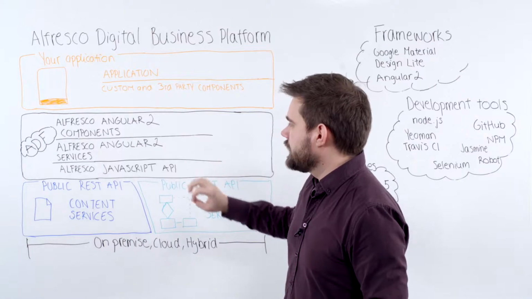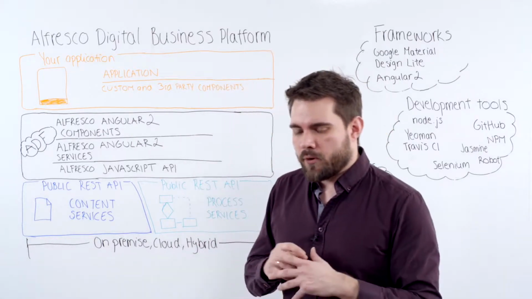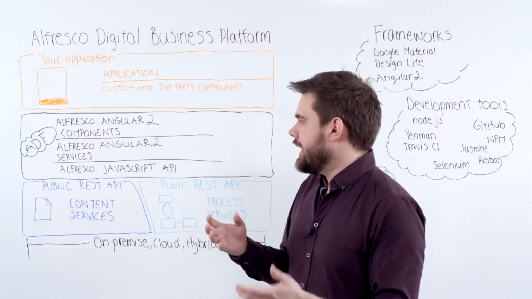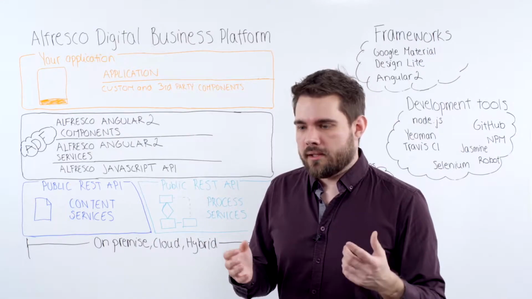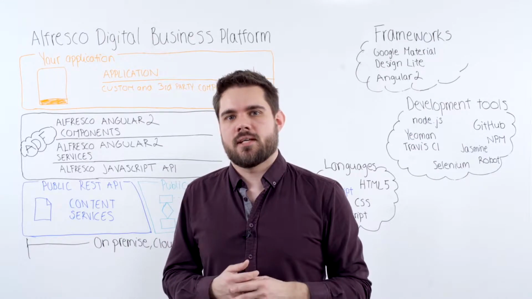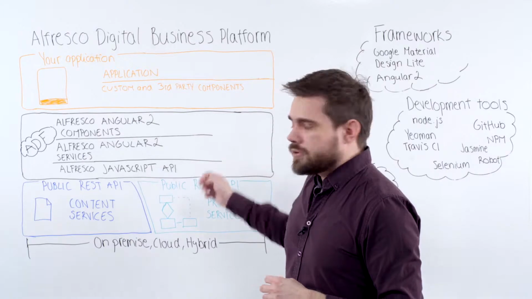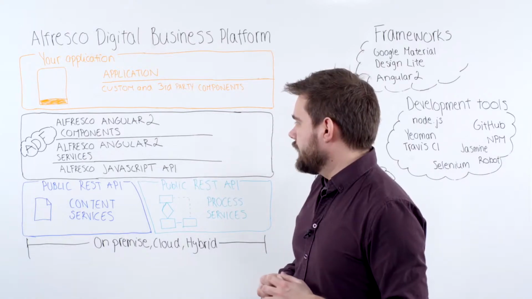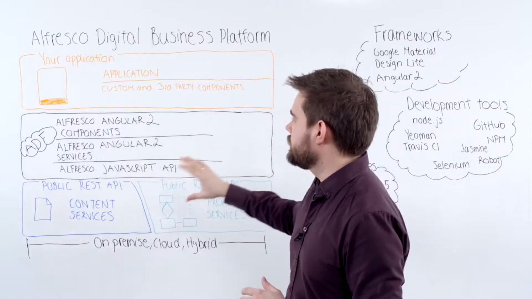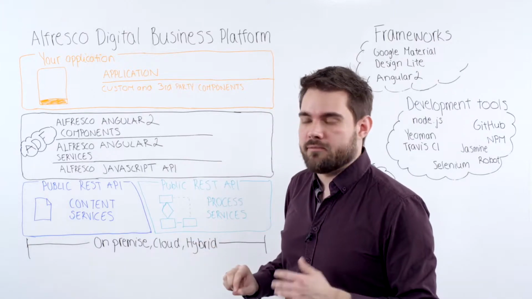On top of that, we've written the Alfresco JavaScript API. Now, this is a completely framework-agnostic library that wraps around the REST APIs. It handles all the authentication, all the requests and responses, and just provides a nice and clean interface for any kind of JavaScript application. It's available as a standalone module on NPM, and it's really the main thing that you should be looking at if you don't want Angular 2, if you don't want Google Material Design. This is one of the things that really helps you get value.